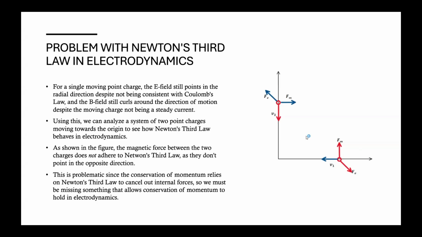And so that's a problem because we rely on Newton's third law to provide us with conservation of momentum. Because if we had a system of particles that did not obey Newton's third law, then we could have random increases or decreases in momentum, which is nonsense, and we can't have that. So we need something to account for this, and we want to analyze Maxwell's equations and see what we can find for what may cause conservation of momentum to be maintained in electrodynamics.